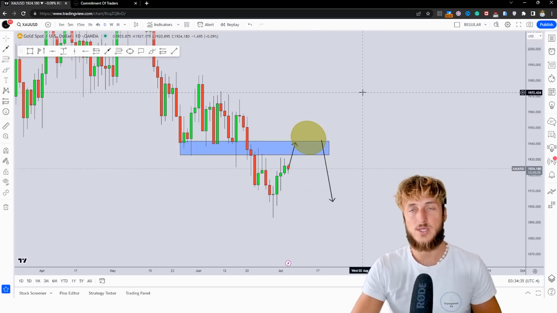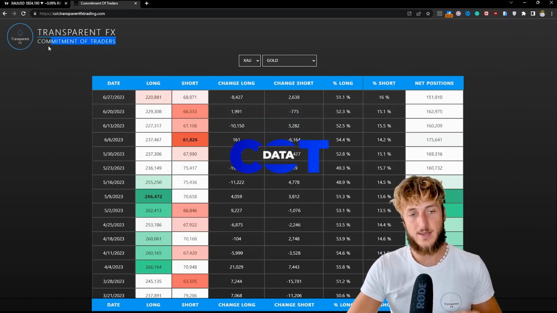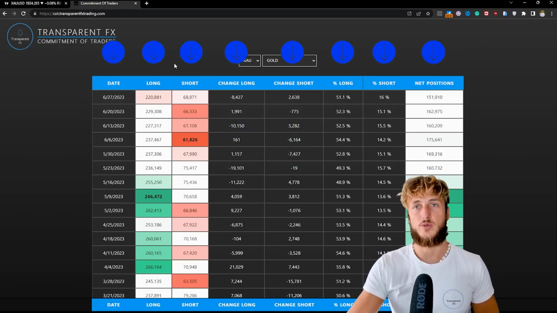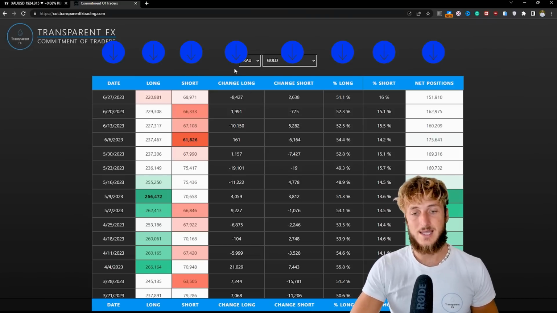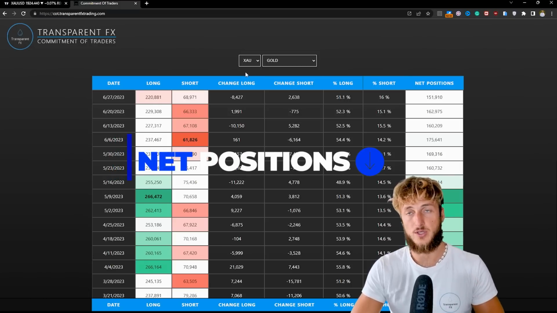Now, why do I say institutional shorting? Because if we go and see what we have when it comes to the commitment of traders, so the COT data, which is what the non-commercials, so institutions and the big players in the market are doing, we can see how with the last reports they have been moving their positioning to the bearish side of gold, shorting gold.